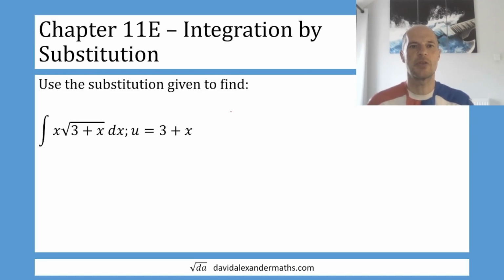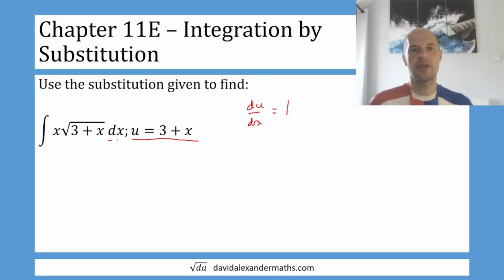Okay, so here's the first example. Use the substitution given to find the integral of x square root of 3 plus x dx, and we know that u is 3 plus x. So the first step with these sorts of questions is, first of all, to do a du by dx. So all we are doing is differentiating this. So if u is 3 plus x, then du by dx is, now what is the derivative of 3 plus x? That is just 1.